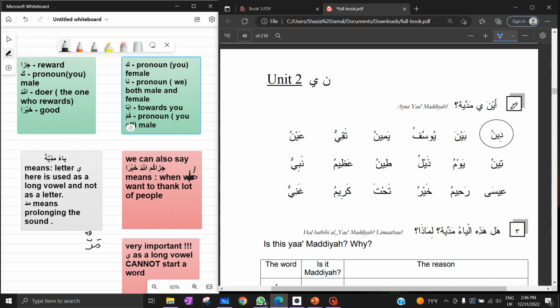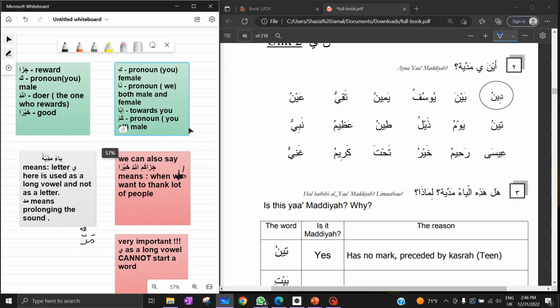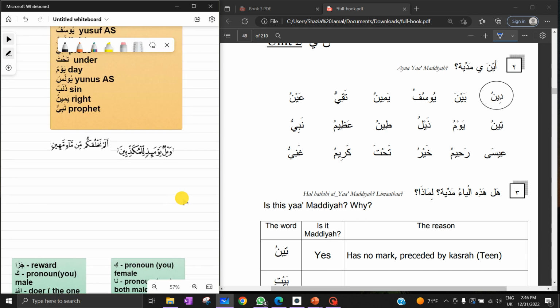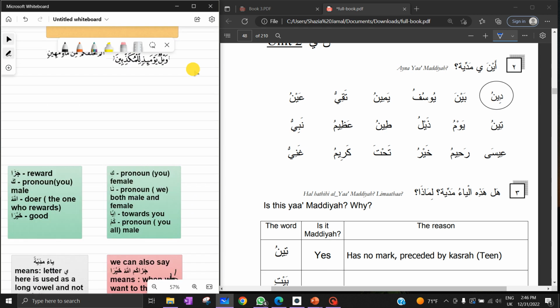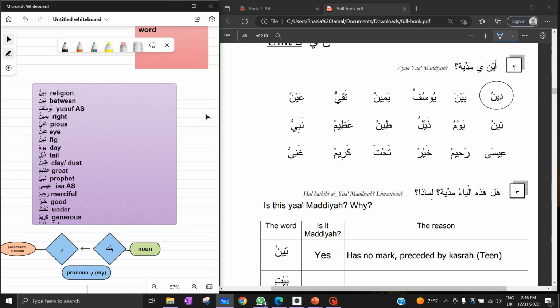Another exercise, number 2. Ya madiya means the long vowel. In Arabic, we say ya madiya. Deen, I have some vocabulary here. I think I have given all the meanings here. Yes, all the meanings are here. You can see the meanings. Now we will complete this exercise.